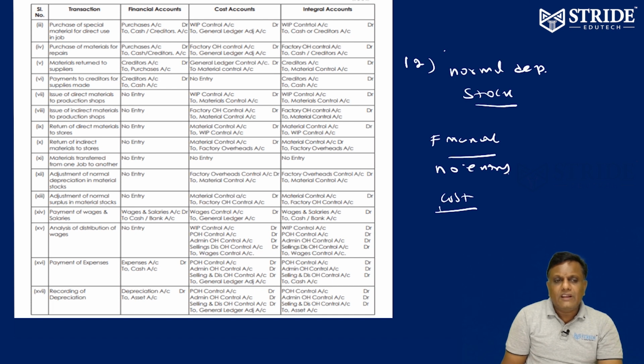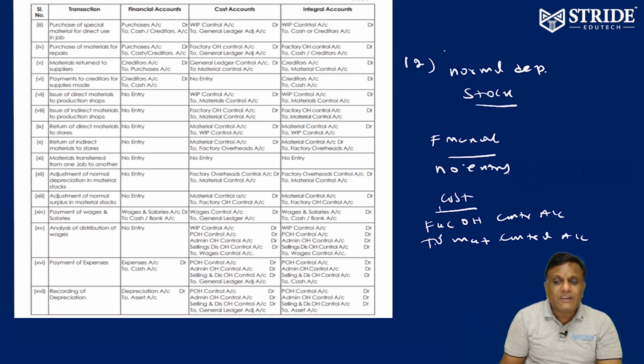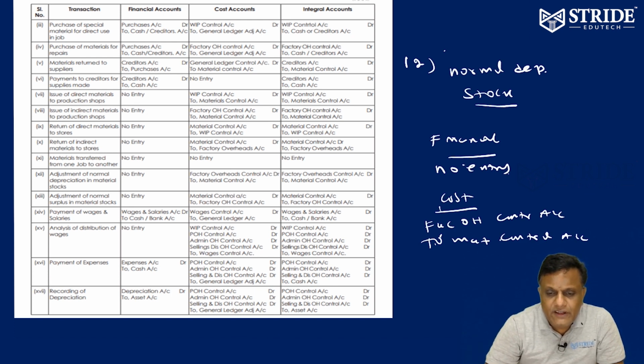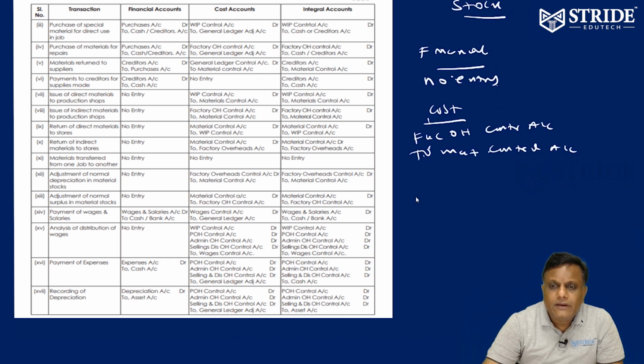Normal depreciation, we are adjusting depreciation. Depreciation is a loss. It should be transferred to factory overhead control account. Depreciation means there is a reduction of material. Therefore, material control to be credited. Depreciation is a loss; factory overhead we are transferring. Depreciation is going to reduce the material cost. Therefore, material control to be credited, meaning reduction of material. Next, integral.